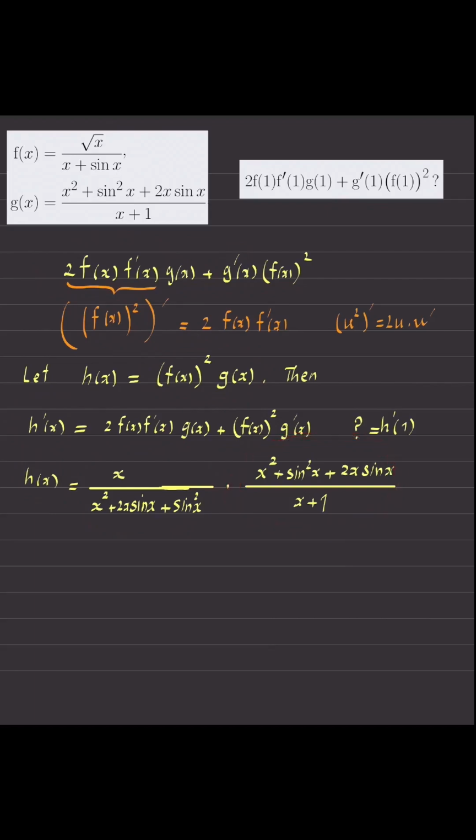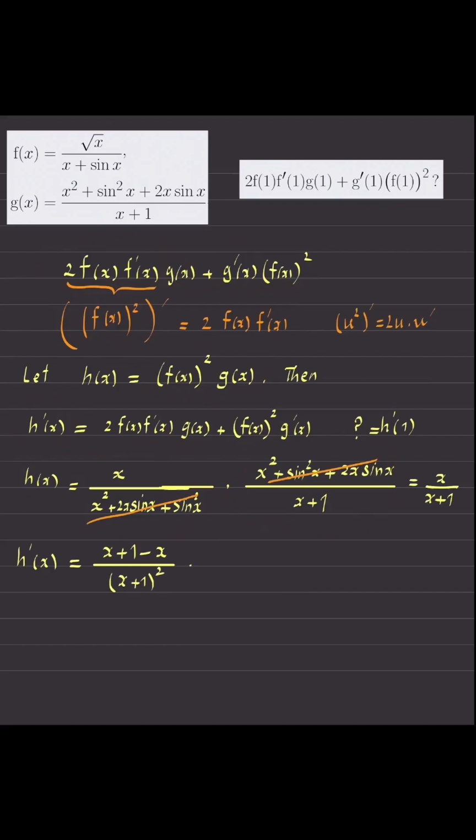Now you see that this expression that caused problems for us is gone from the numerator and denominator because they are identical. And then h of x becomes much simpler, just x over x plus 1, which is a very simple quotient rule now. So the derivative of h becomes the derivative of the numerator 1 times x plus 1 minus the derivative of the denominator, which is also 1, multiplied by the numerator, which is x, divided by denominator squared.